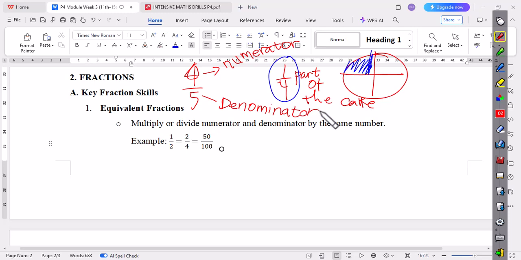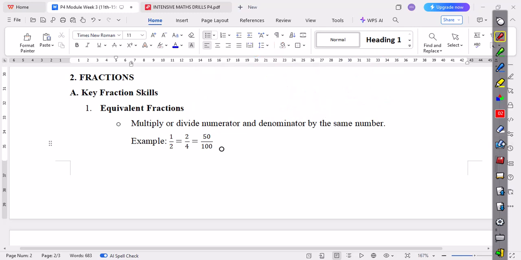Okay, numerator and denominator. Here, to find the equivalent fraction, we can try to find it by times the fraction with the same number. For example, we have 3/4, and if we times it by 2, the numerator and the denominator as well, we got 6/8. It means 3/4 is equivalent to 6/8. This is the simple way to find the equivalent fraction.